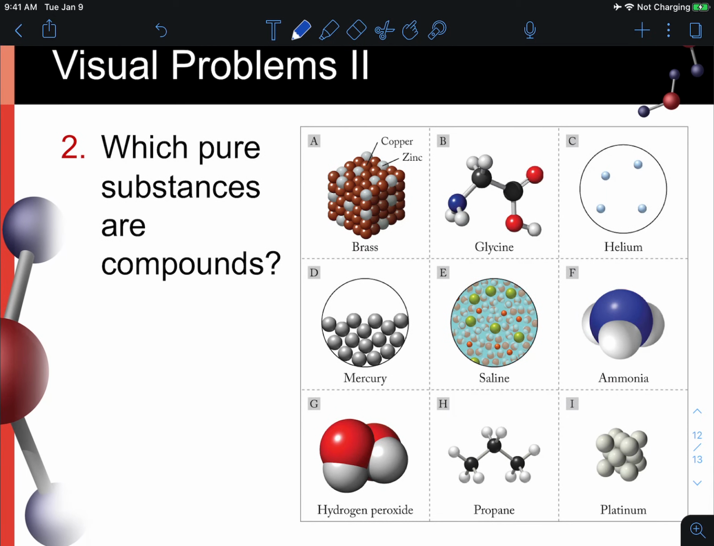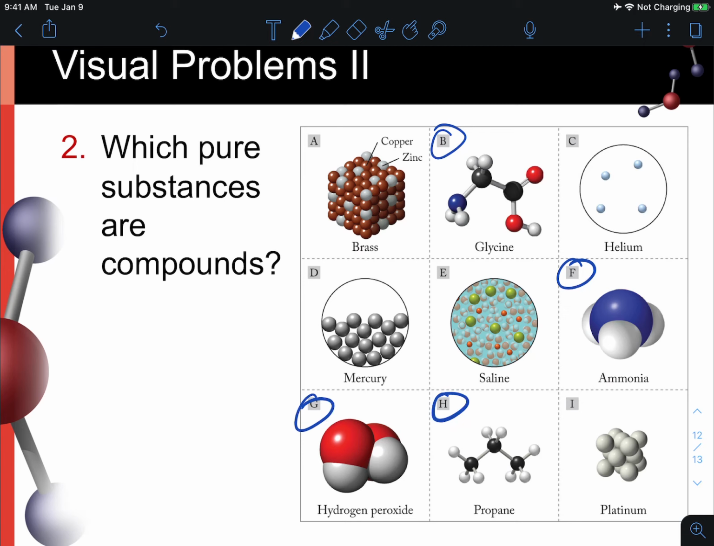Compounds. Pure substances that are compounds. Well, glycine is going to be a compound. It's just multiple elements here. That's an element. This is, we said, a mixture already. That's an element. This is a mixture. That's ammonia. These are all pure substances that are compounds.